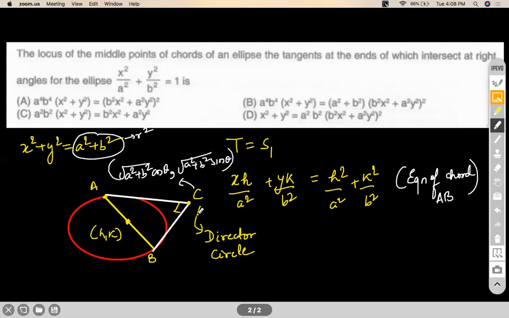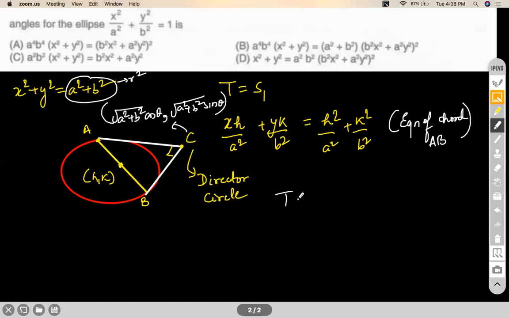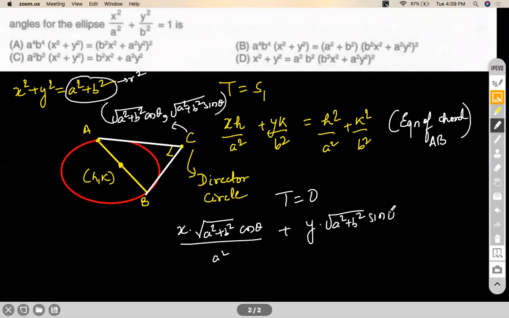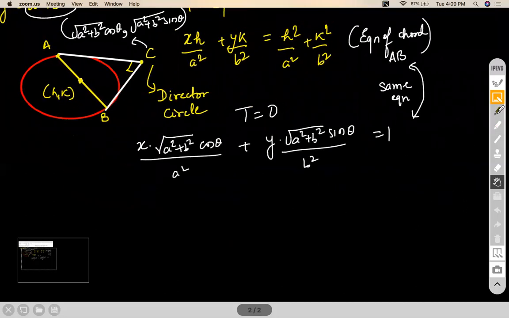Okay. So in light of this, if I have to find out what is the equation of this chord of contact drawn from C, now I'll use the equation of chord of contact. Chord of contact equation is T equal to 0. So chord of contact will come out to be x under root of a square plus b square cos theta by a square plus y under root of a square plus b square sin theta by b square equal to 1. Now ideally both of them represent the same equation. So now you can start comparing their coefficients.